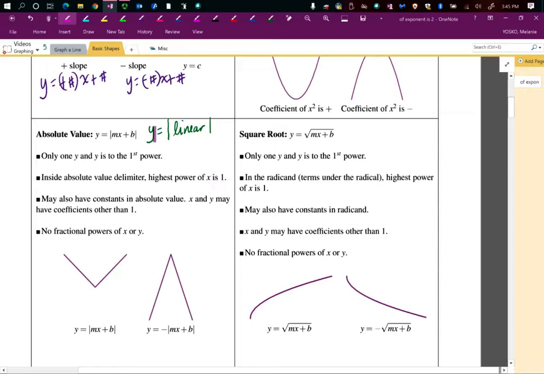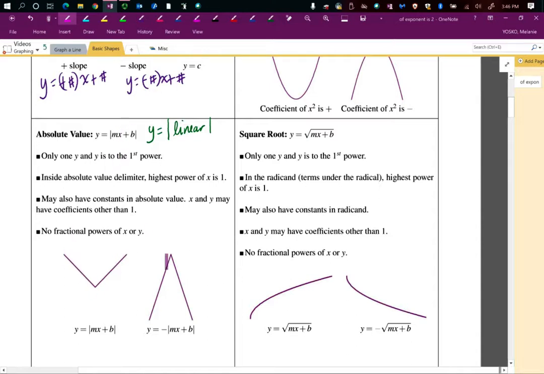Okay, so if you have something linear, with the highest power of x being 1 inside those absolute value bars, then you probably have a V, the absolute value shape. Notice y is over here on the left all by itself. It's to the first power. You can have constants and coefficients of x inside the absolute value bars, but it has to be linear. X has to be to the first power only.